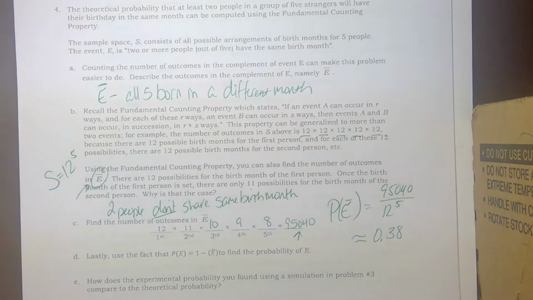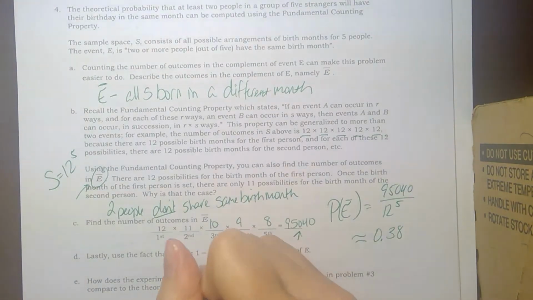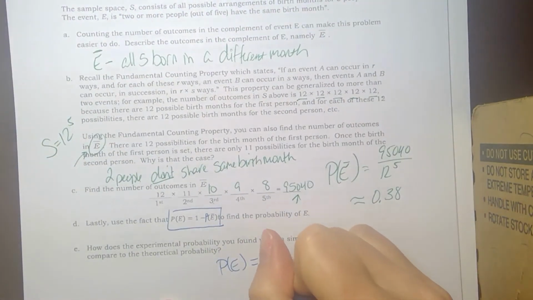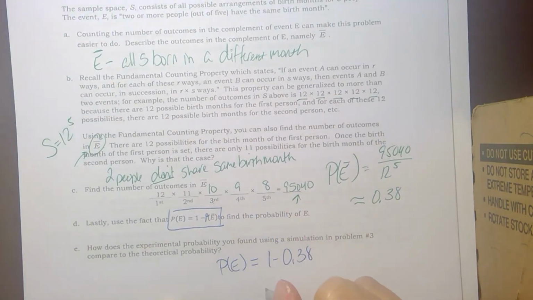So here is a probability fact: if two events are complementary, the probability of the event is 1 minus the probability of the complement. So if the complement has a probability of 0.38, what's the probability of our event, the fact that 2 or more people are born in the same month? Well, the probability of the event that we're interested in would be 1 minus the probability of the complement, or about 0.62.